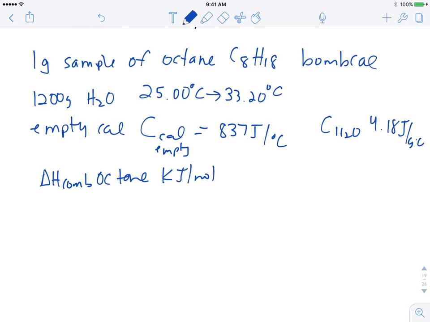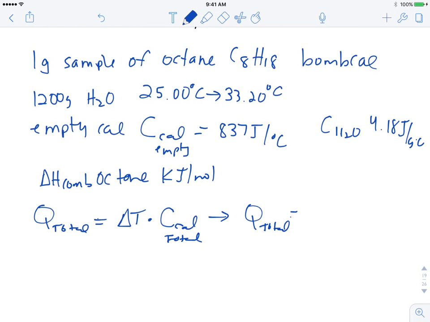The first thing I need to do is figure out, well, what's the Q total? Well, the Q total is equal to the change in temperature times the heat capacity of the calorimeter total. Now, this can be broken down further. So the Q total is equal to the delta T, which we know is 33.20 minus 25, that's 8.2.